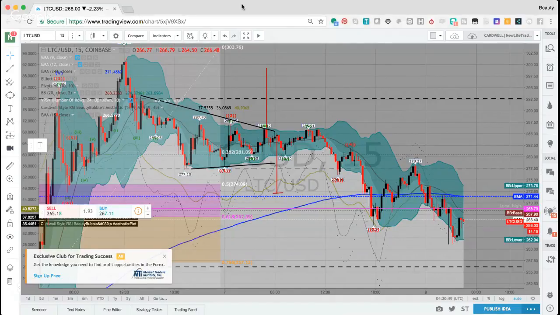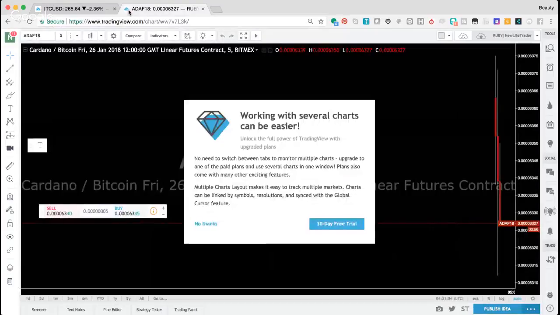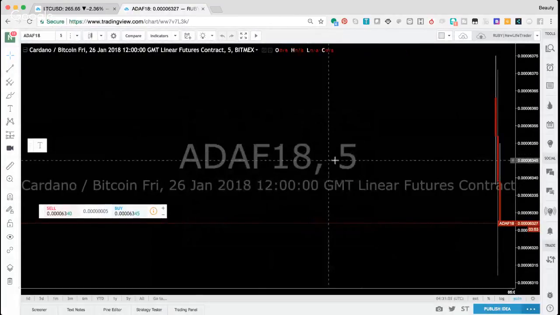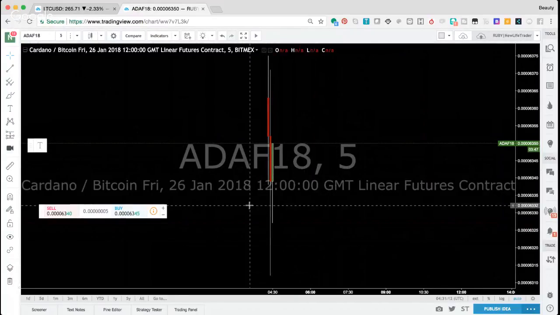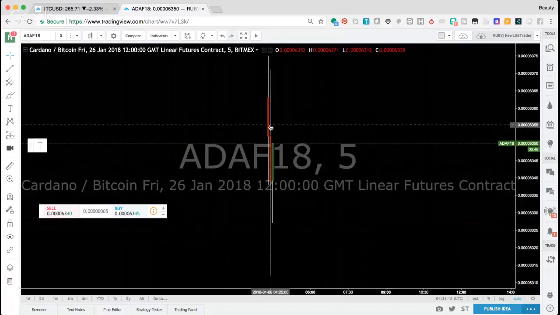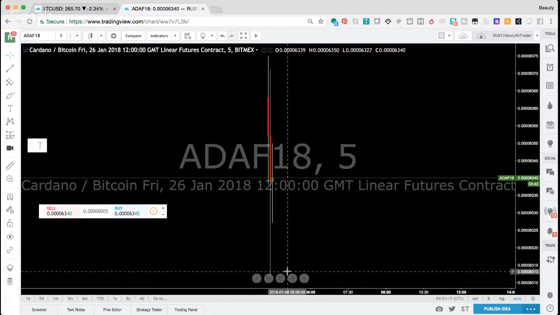So here we are in the Litecoin. Where in the world did my Cardano go? There's Cardano, okay. And we'll go ahead and get on the Cardano chart as well. I'll build up a couple of tabs so we can go back and forth. All right, Cardano 5 minute. That's what it looks like when an instrument goes live. This is a futures instrument, and we can see the high. Now we have a high and we have a low.